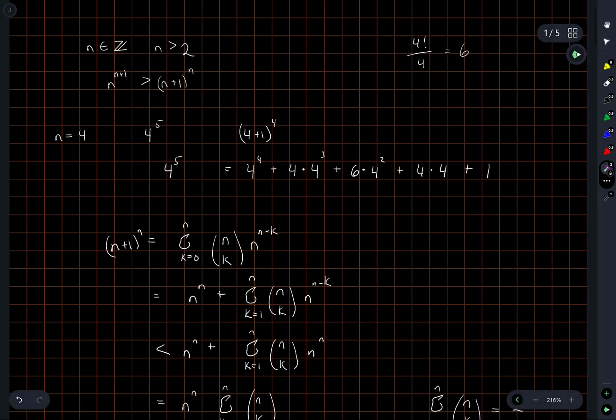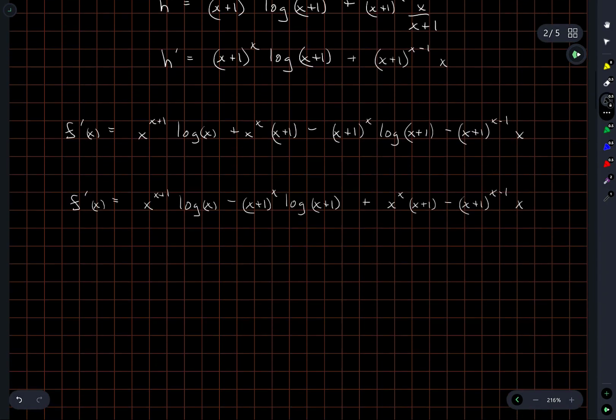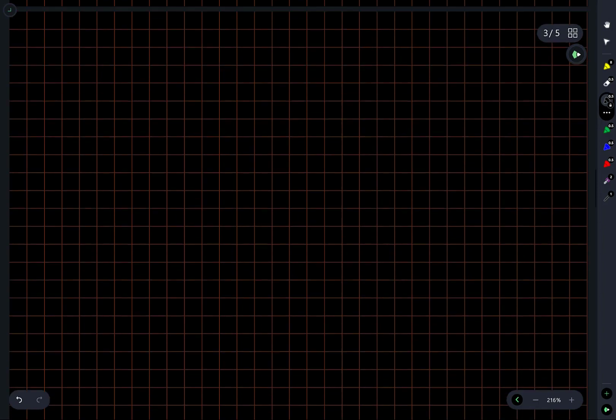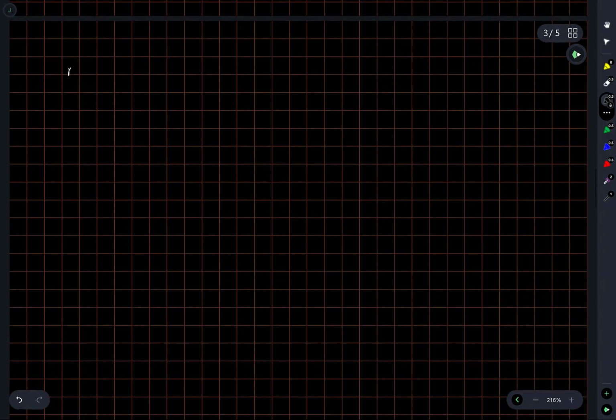So I think an approach more along the lines of what I've been trying down here might be better. Let me see if I can go back to trying something like that. Okay, so we have n to the n plus 1, and we have n plus 1 to the n.